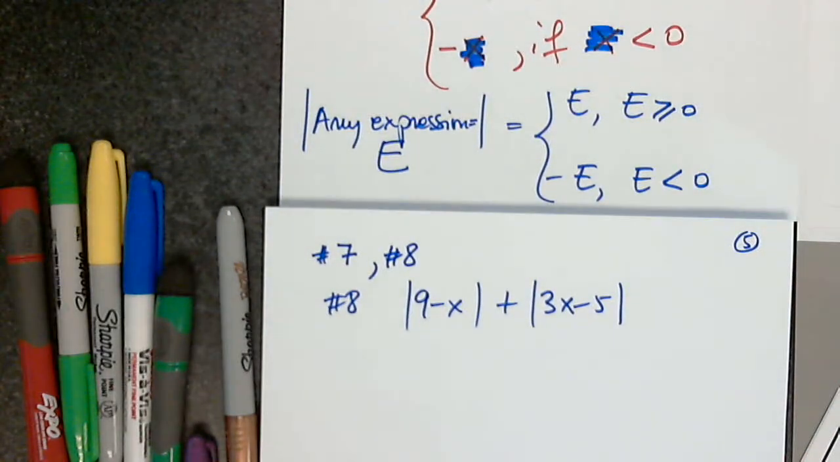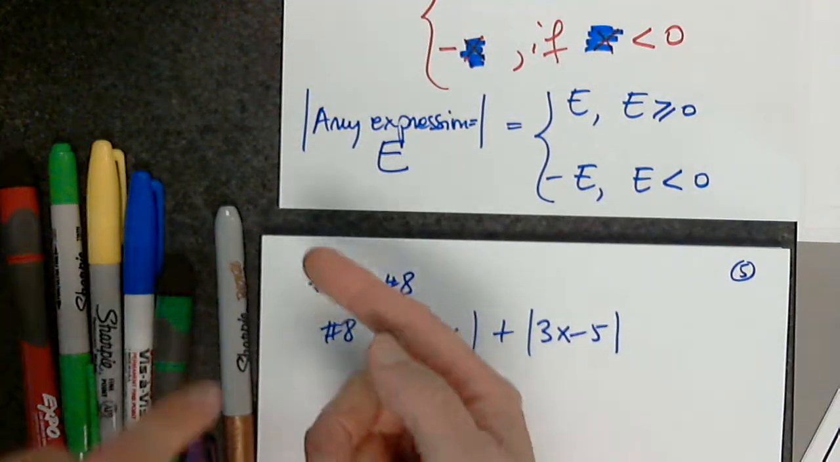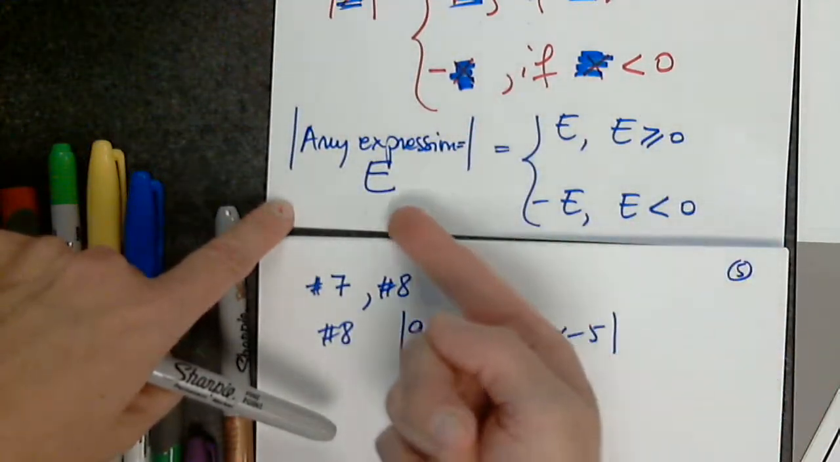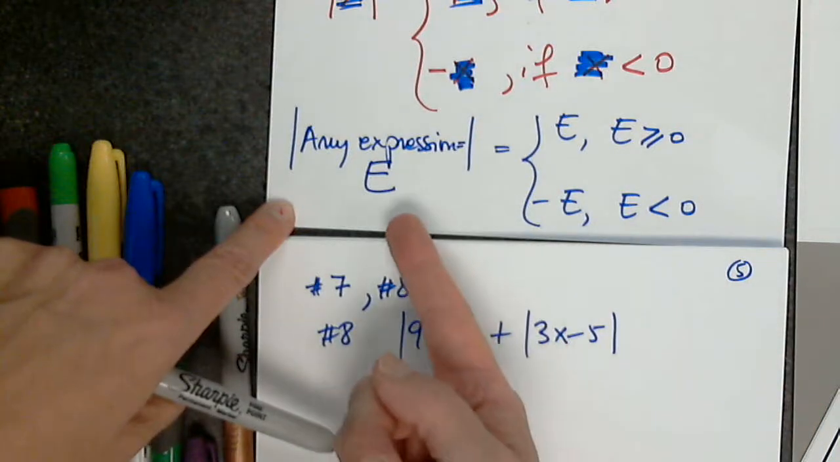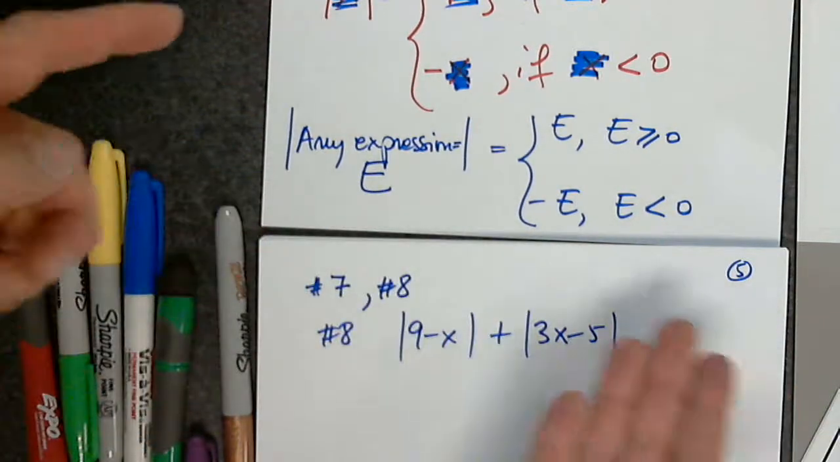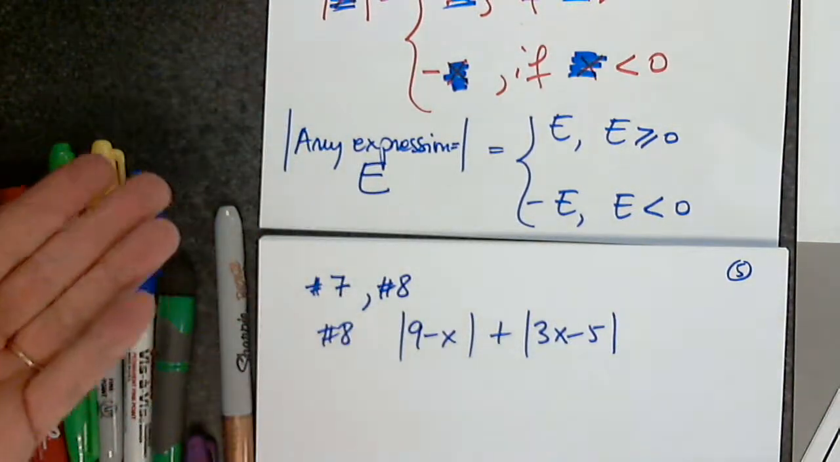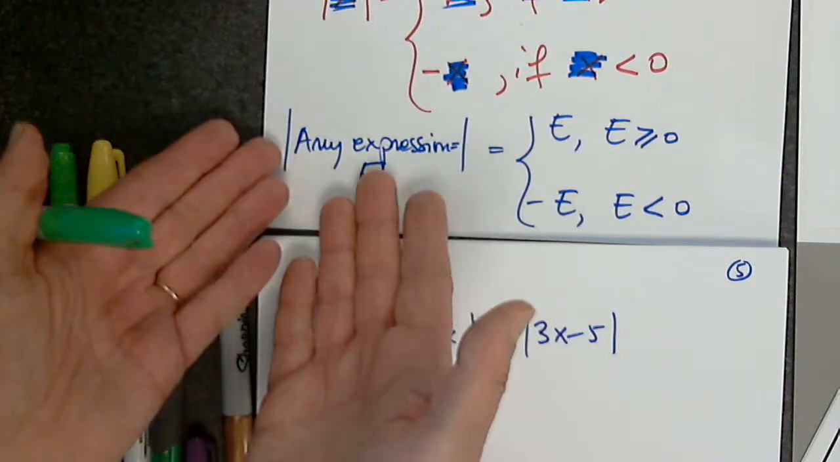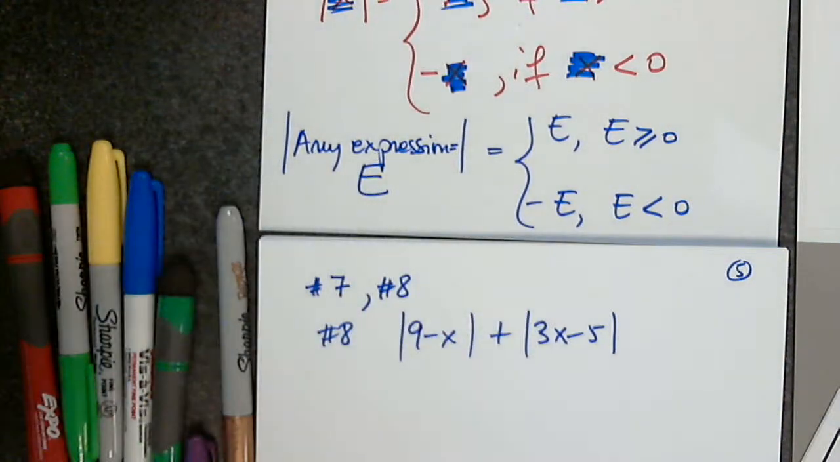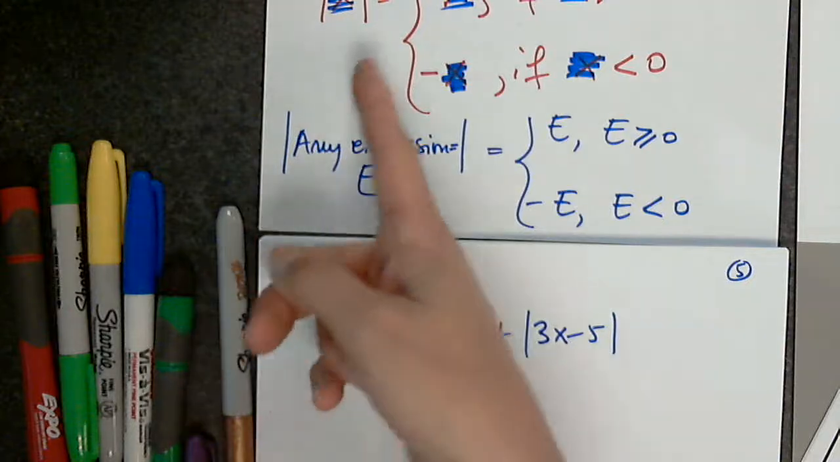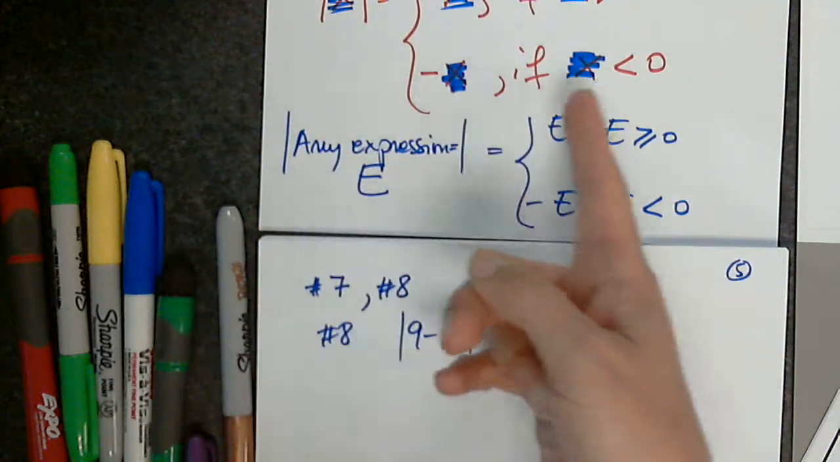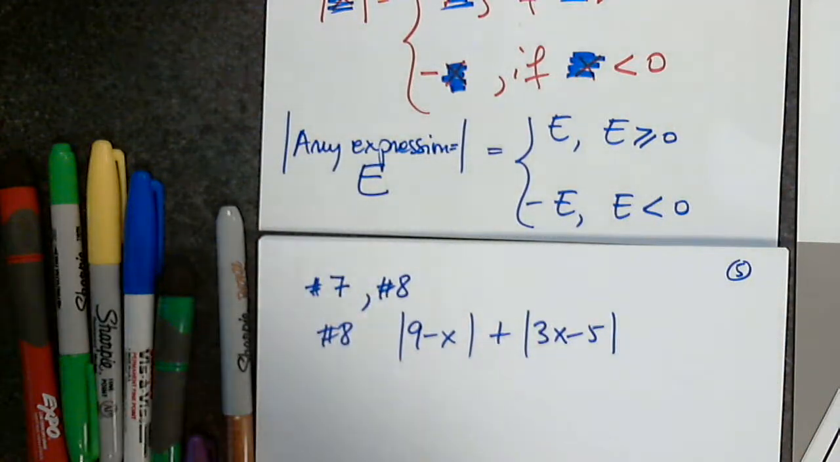Okay, so here's my first step. I have to take this and do this with it. Exactly what we just did a minute ago. Any expression. I said any expression. Any expression can be 9 minus x. Also, any expression can be 3x minus 5. As long as I carefully plug it in here, carefully.